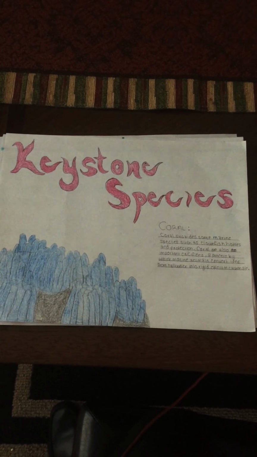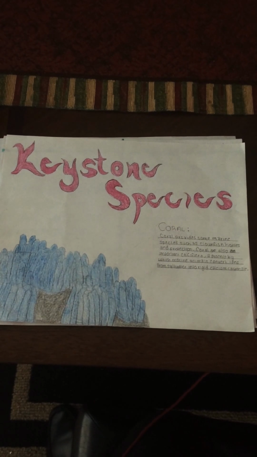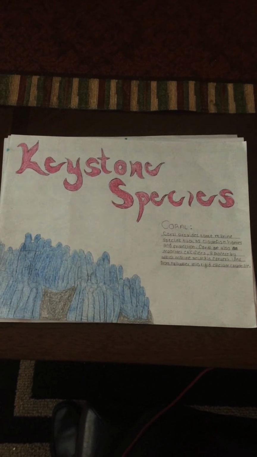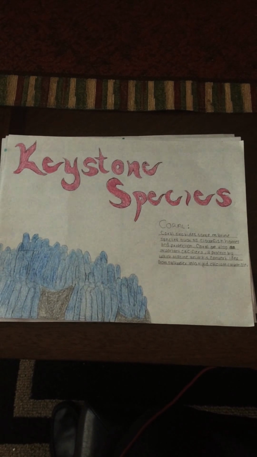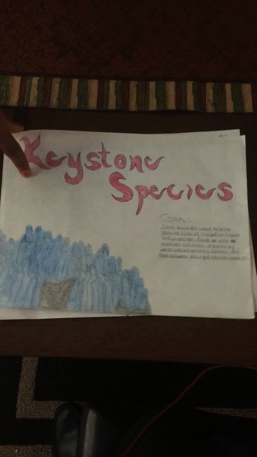A keystone species in the Great Barrier Reef is coral. Coral provides marine species such as clownfish homes and protection. Corals are also calcifiers, a process by which marine animals convert ions from salt water into rigid calcium carbonate.